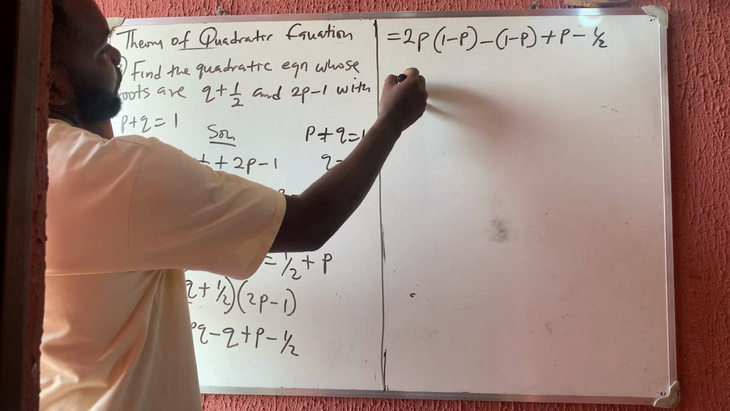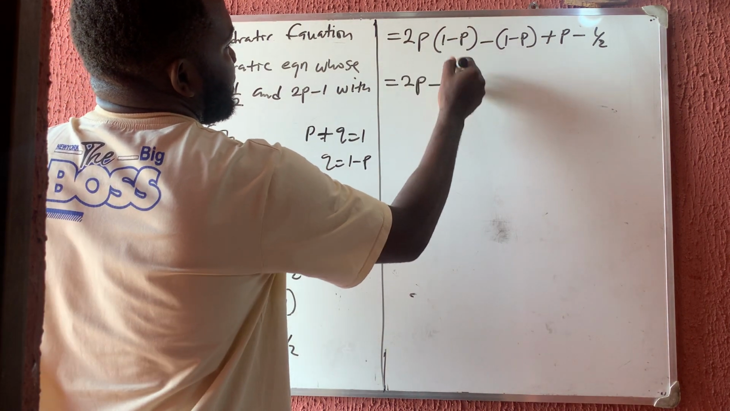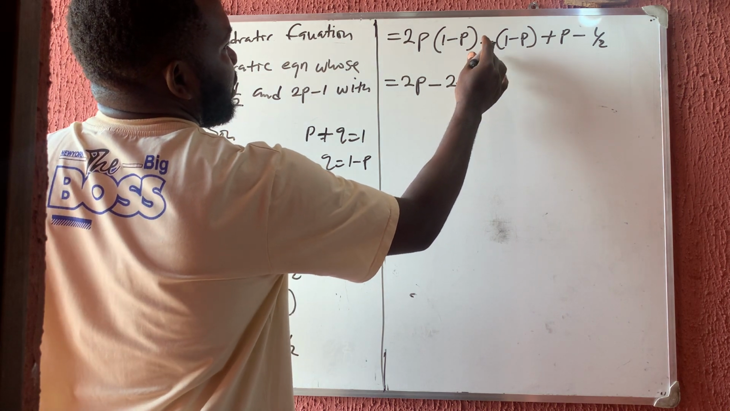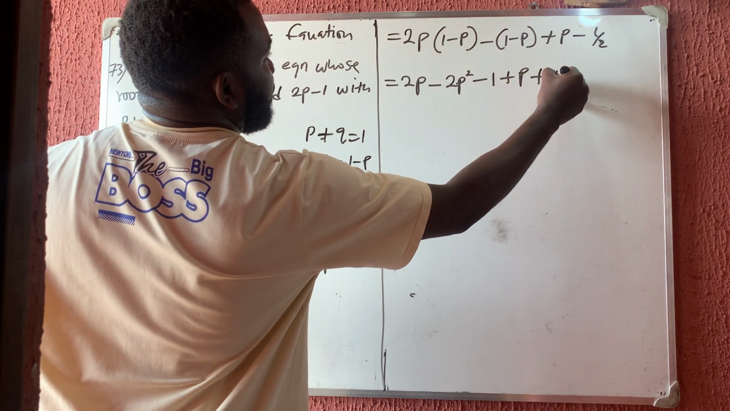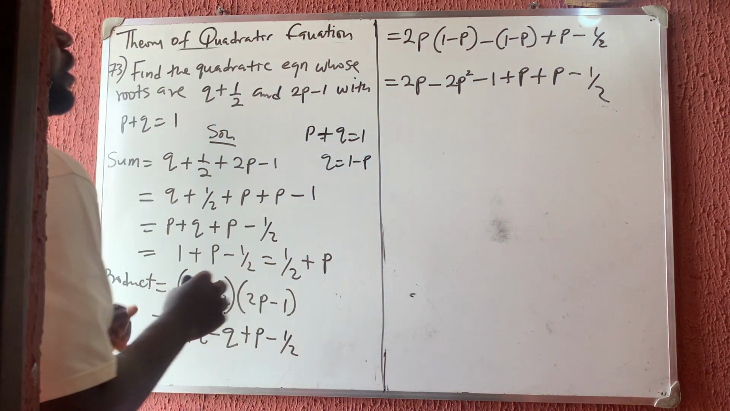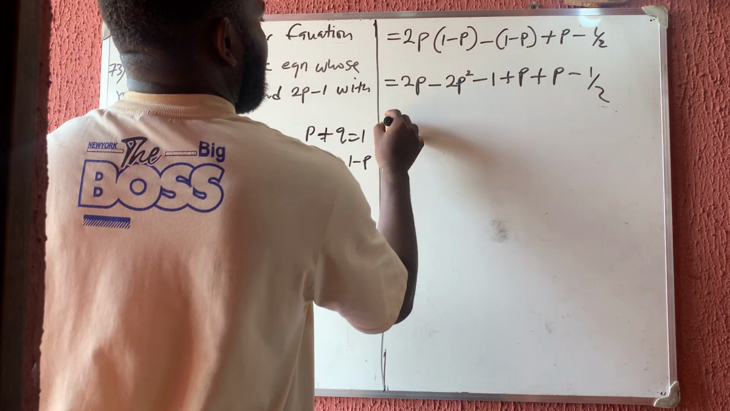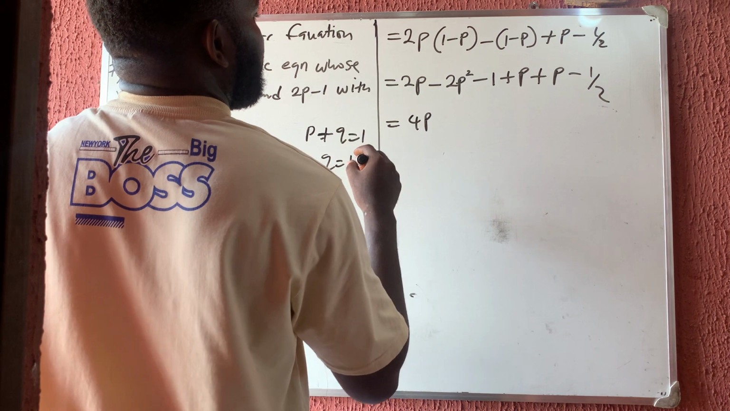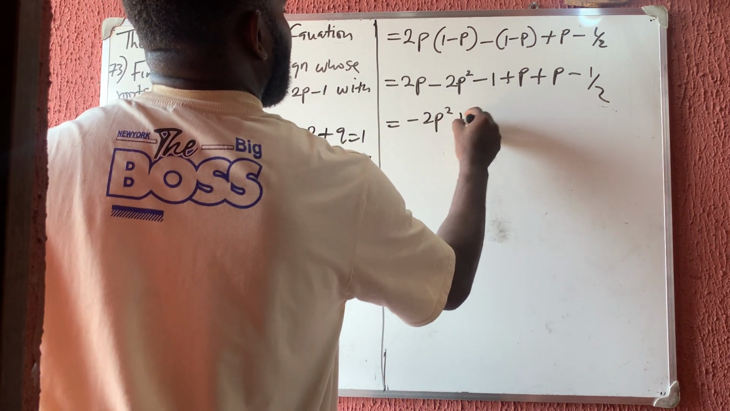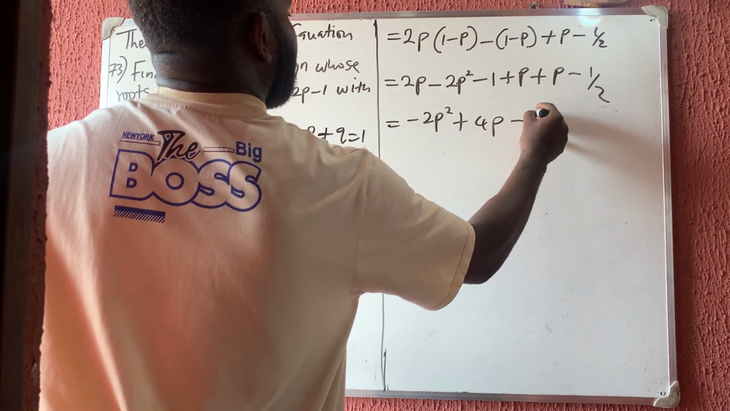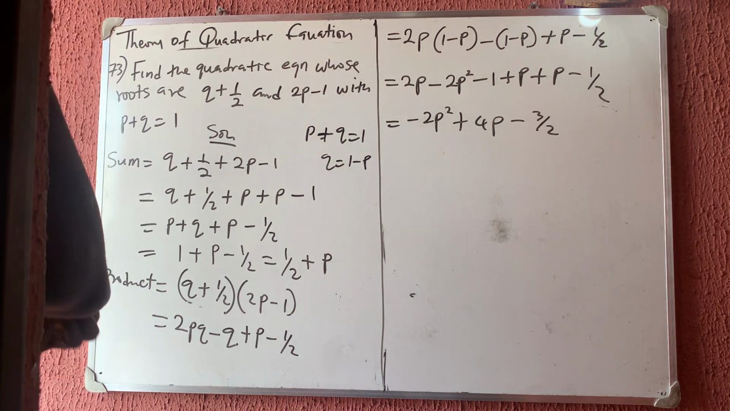So I'm going to have 2P times 2P squared minus 1 plus P, then plus another P minus half. So I'm going to have 2P, 3P, 4P. So I'm going to have 4P, let me just say minus 2P squared plus 4P, then minus 3 over 2. But this and this will give you minus 3 over 2. So this is their product.